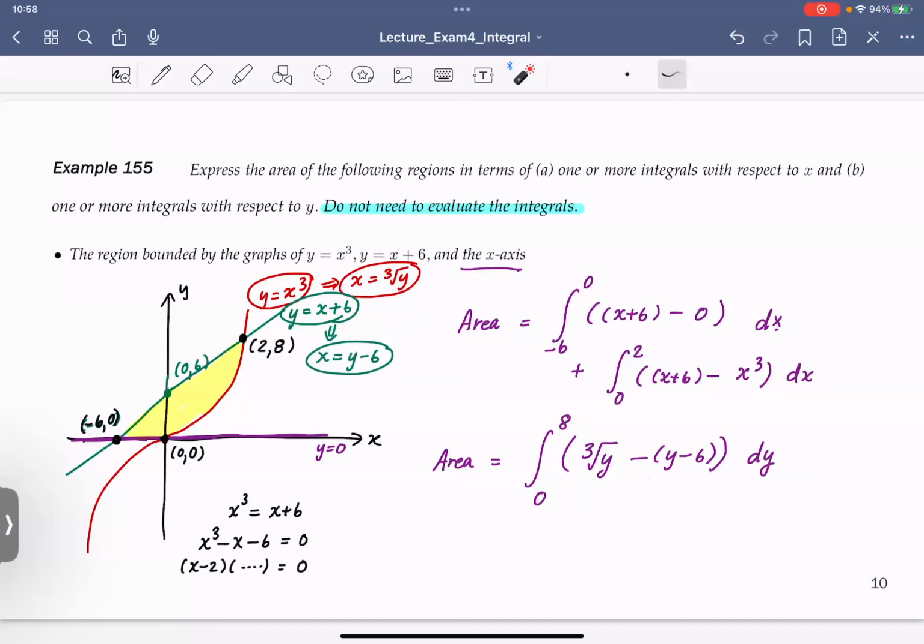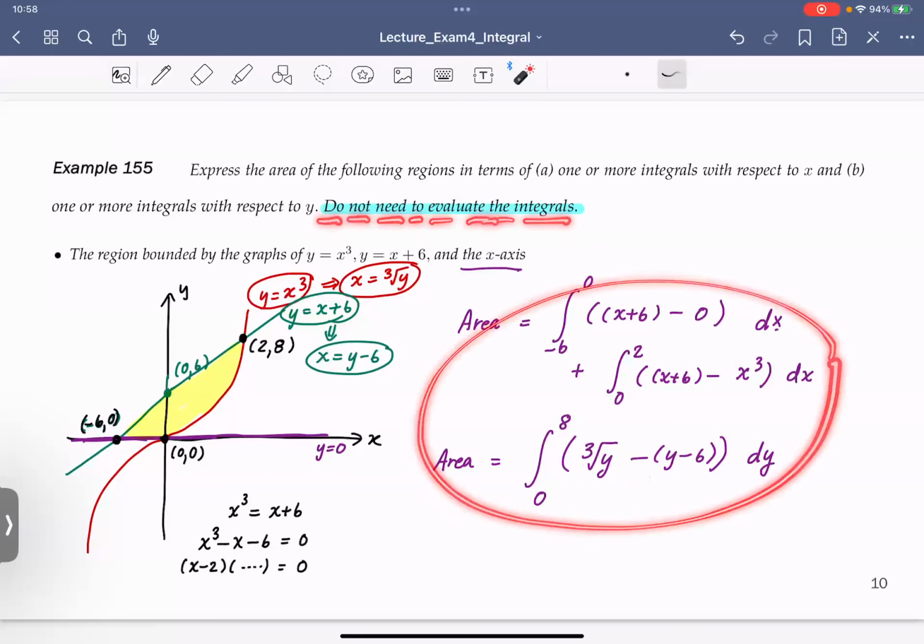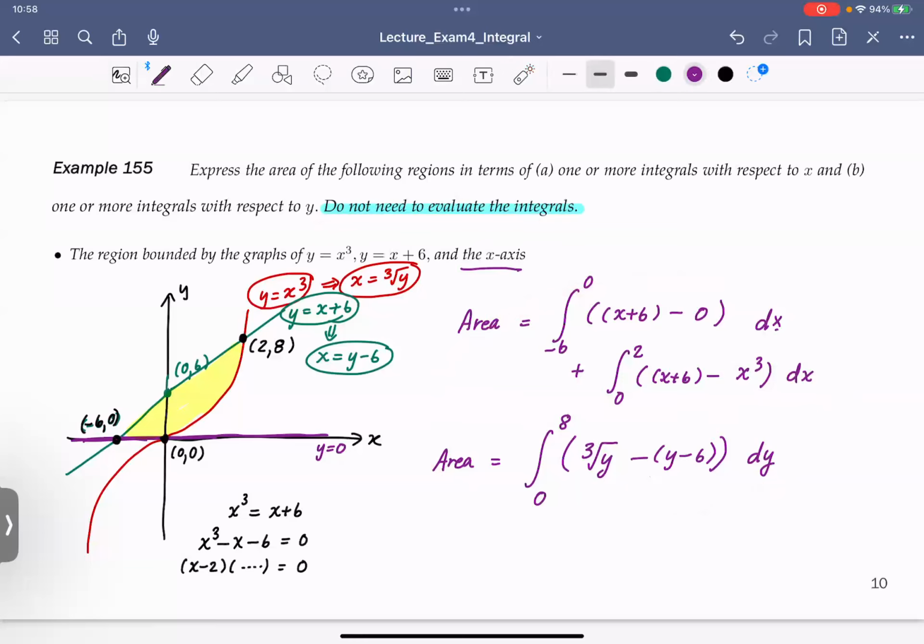So the question on the exam is going to state that you do not need to evaluate the integrals. So once you have this setup, you do not need to simplify anything. Just leave it there and you're going to get full credit. That's it. This is what I want you to do to practice, because the exam is going to have a similar question. Okay.